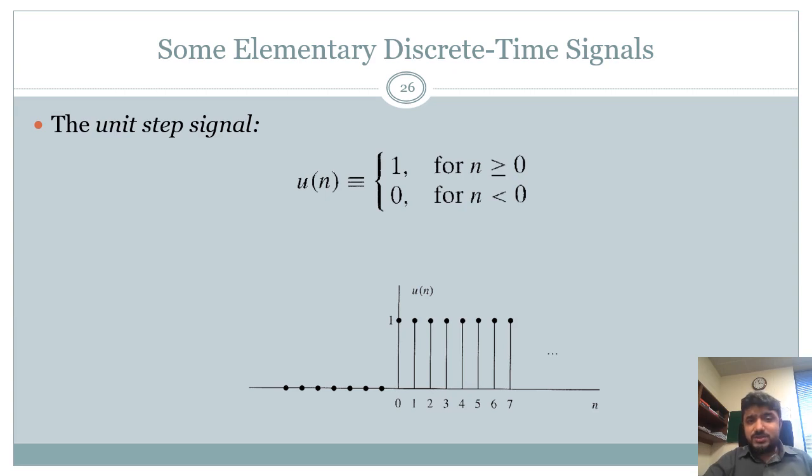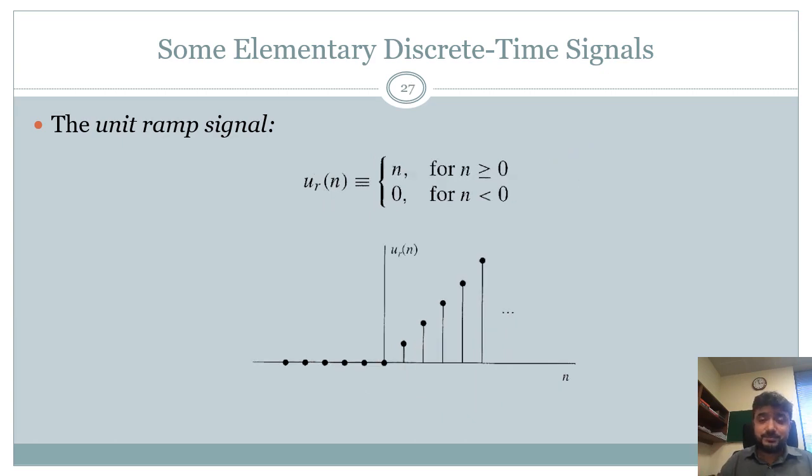All right, so the next important signal that we're going to look at is the unit step signal. It's defined as having a value of 1 for n greater than or equal to 0, and a value of 0 for all values of n less than 0. The next one is the unit ramp signal. The unit ramp is defined as 0 for all values of n less than 0, and equal to n for all values of n greater than or equal to 0.